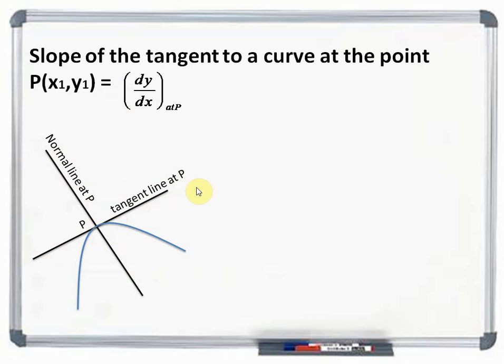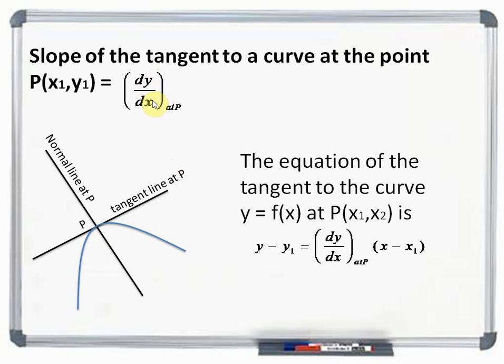The slope of this line we will calculate after differentiating: dy over dx is the derivative of the curve, and after that we put the coordinates of point P in the derivative. In this way we get the slope of the tangent. The equation of the tangent for the curve y equal to f(x) at point (x1, y1) is y minus y1 equals m(x minus x1). So in place of m we put dy over dx at P. This derivative shows the slope. So this is the equation of the tangent.